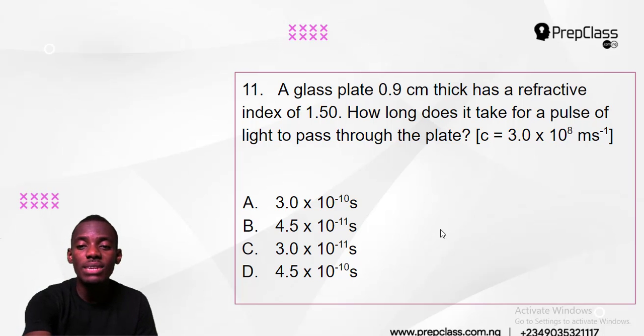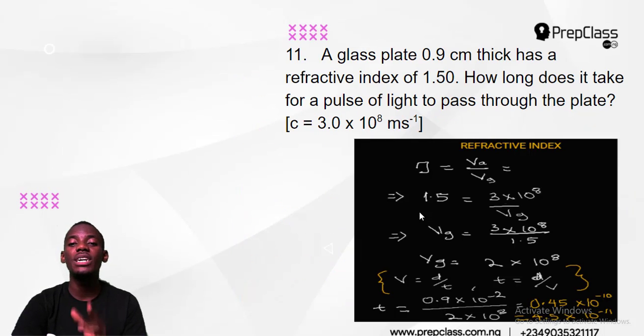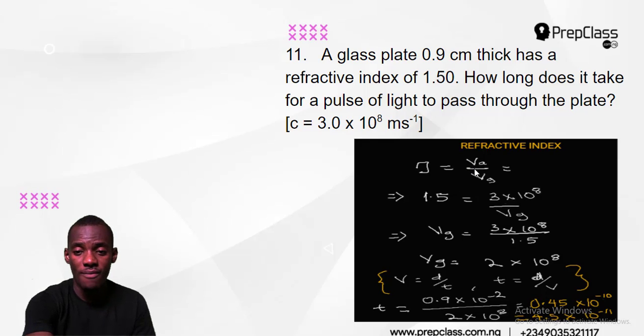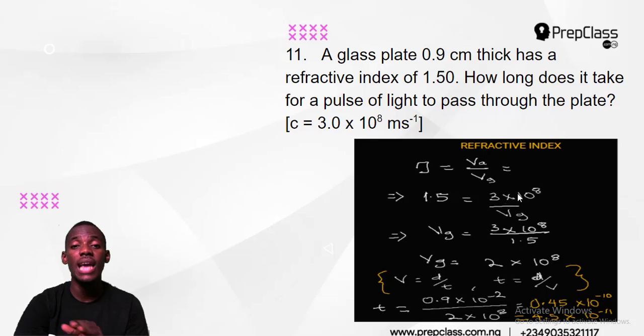In this case, we are dealing with two different velocities. There is the speed in air and there is the speed in glass. The refractive index is therefore velocity in air over velocity in glass. The refractive index that we have here is therefore 1.5, and it is equal to the velocity in air, and that's 3 times 10 to the power 8. That's the speed of light in air.